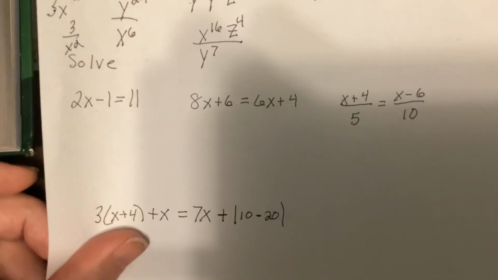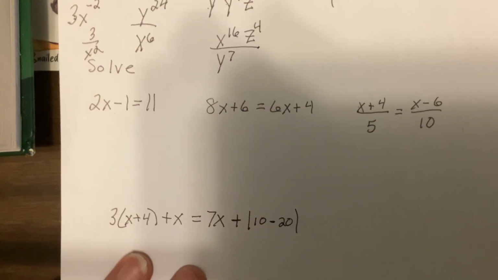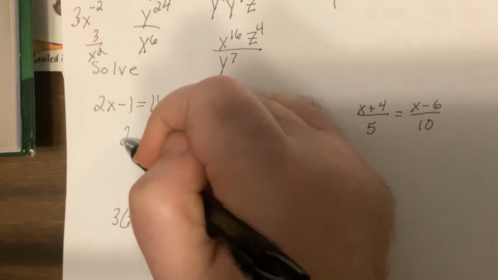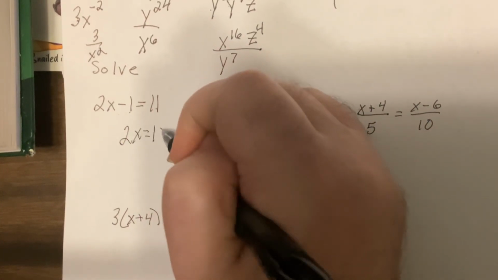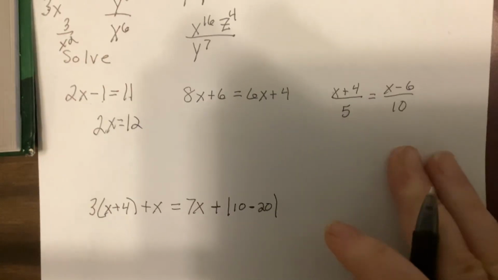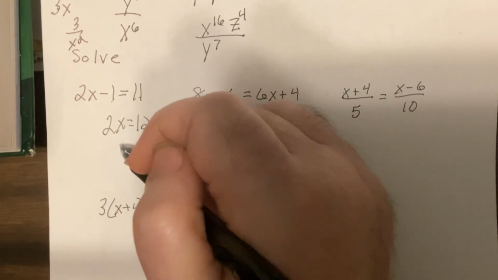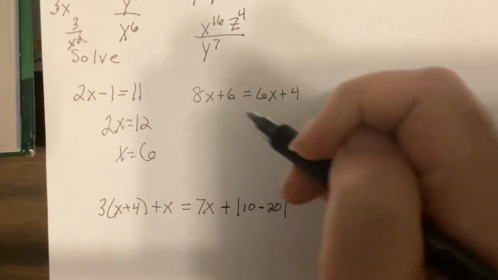Solving linear equations. Highest power is 1. Remember, we want to get the x by itself. So we add 1. Oh, wait a minute. Let's stop. You do these, freeze the video, and then turn it back on, and I'll do them. Thank you. Okay, thanks for coming back. Divide by 2, x is 6.